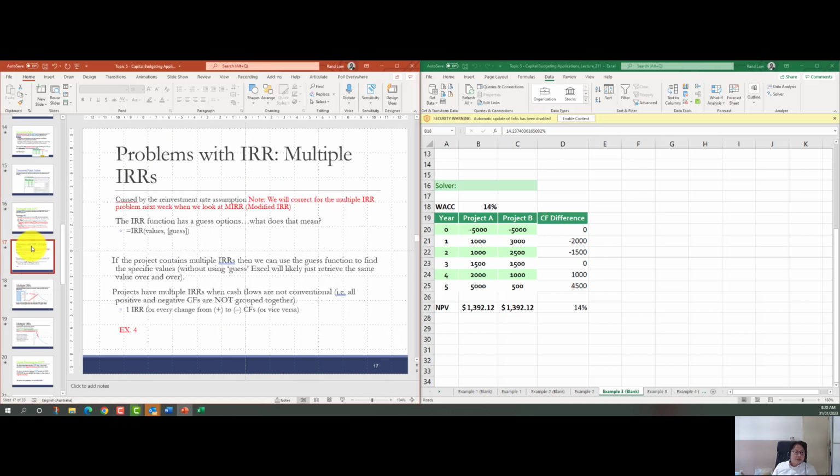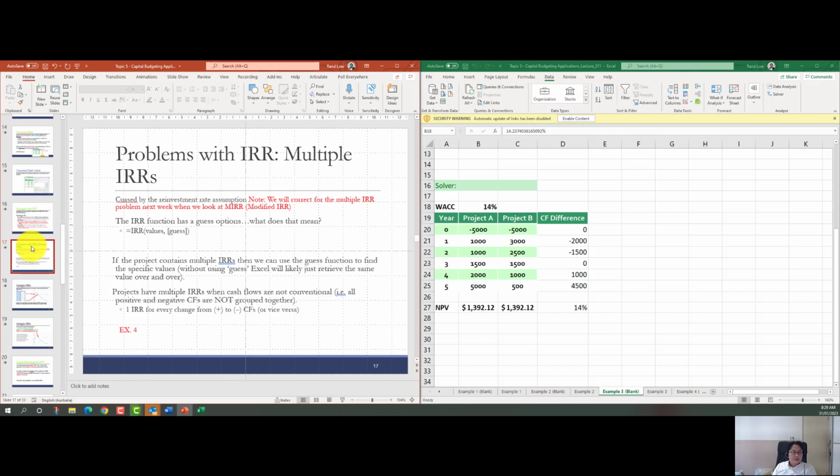With IRR, it has its issues as we've seen before. Sometimes we can have multiple internal rates of return. This is usually caused by the reinvestment rate assumption. We'll look at how to correct for the multiple IRR problem, a modification of the IRR, next week. The IRR function in Excel has a guess option. So what is that? If a project contains multiple IRRs, we can use the guess function to find the specific values. We do this because otherwise Excel will just extract the same value again and again.